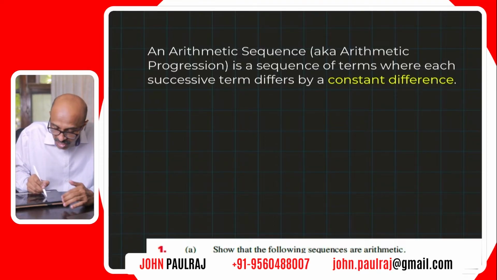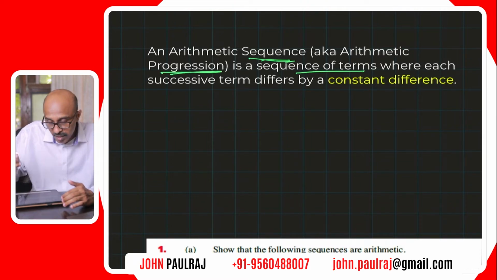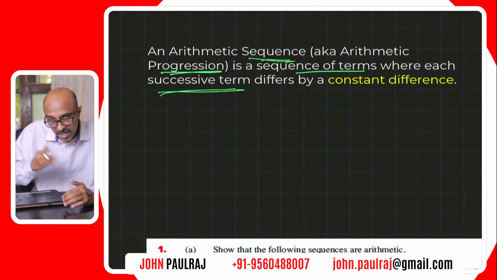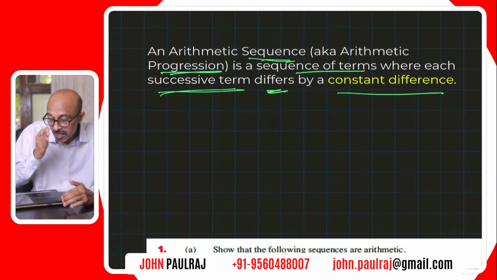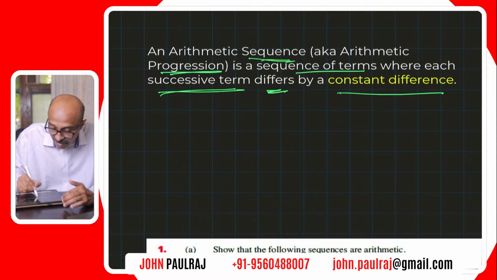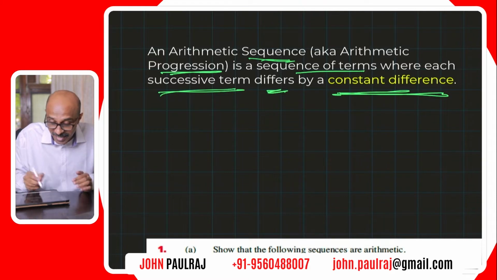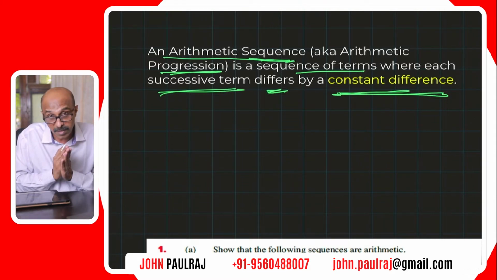An arithmetic sequence, also known as an arithmetic progression, is a sequence of terms where each consecutive term, each successive term, differs by a constant difference. Between each two consecutive terms, when you subtract the two, there's going to be some value. But that value is going to be the same. That's what we call a constant difference. If there is a sequence like that, then that sequence is called an arithmetic sequence.